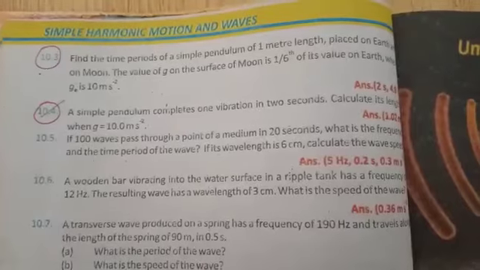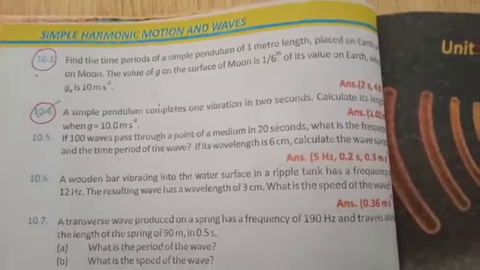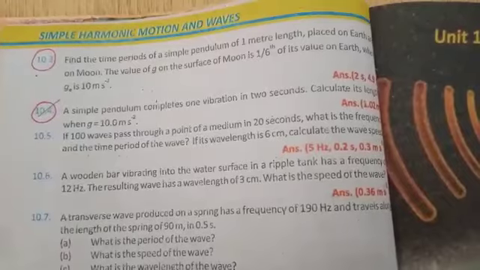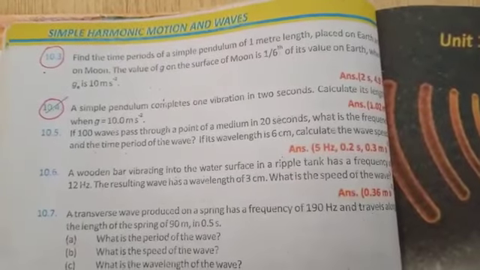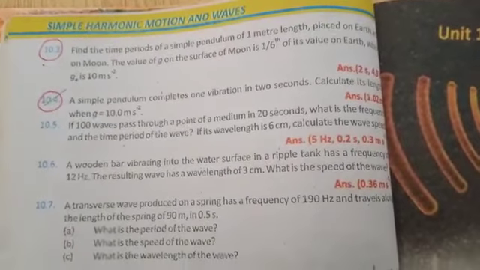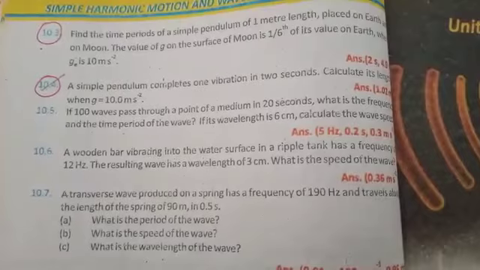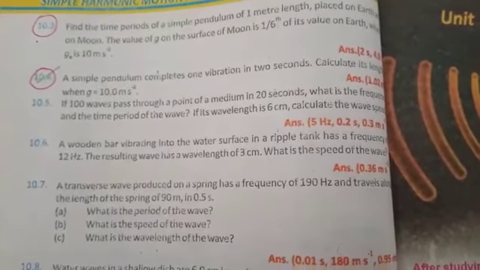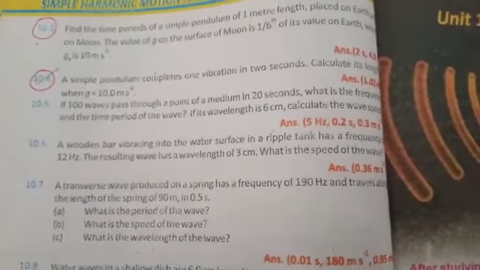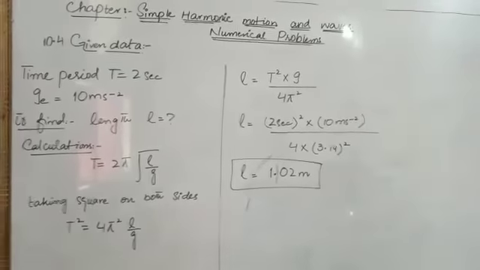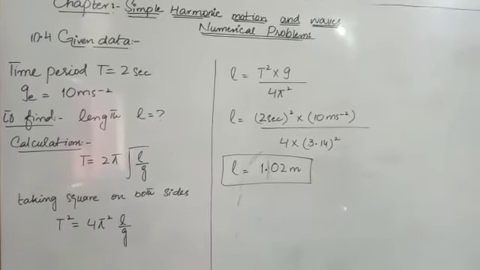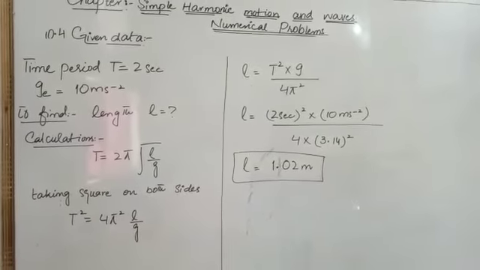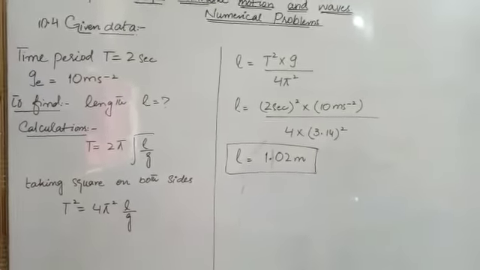Fourth question: a simple pendulum completes one vibration in 2 seconds. Calculate its length when g is equal to 10 meter per second square. Time period is 2 seconds and the value of g is 10 meter per second square. We have to calculate its length on the surface of Earth. Here is the solution of fourth question. Time period is 2 seconds and the gravitational acceleration on the surface of Earth is 10 meter per second square. We have to find the length of the pendulum.